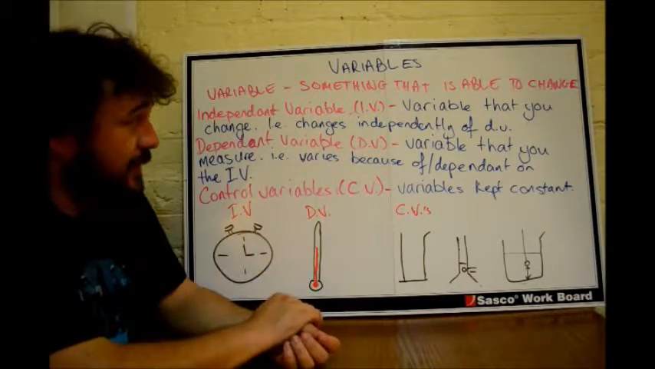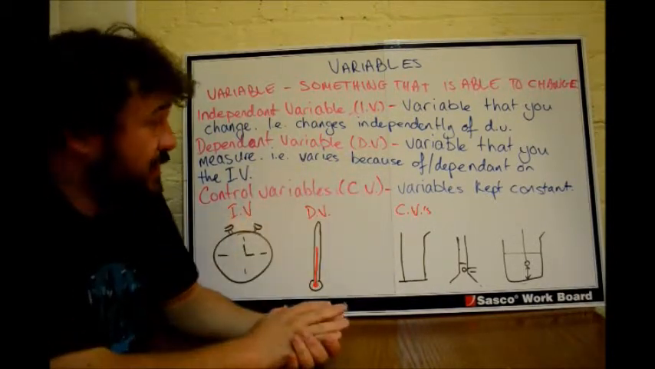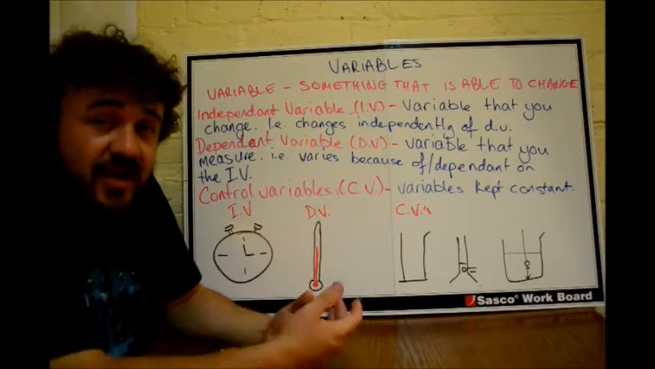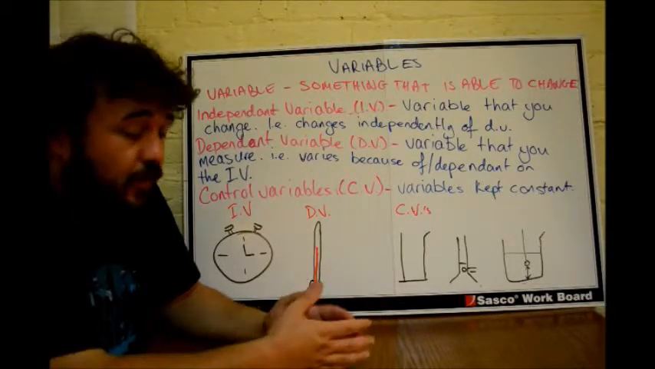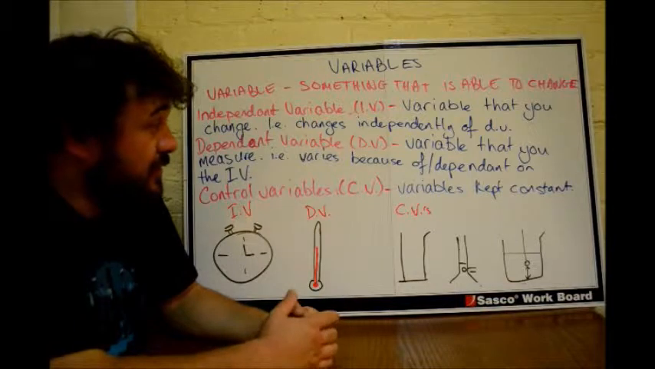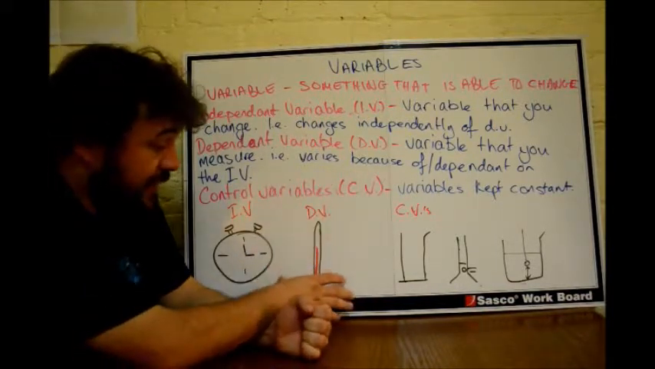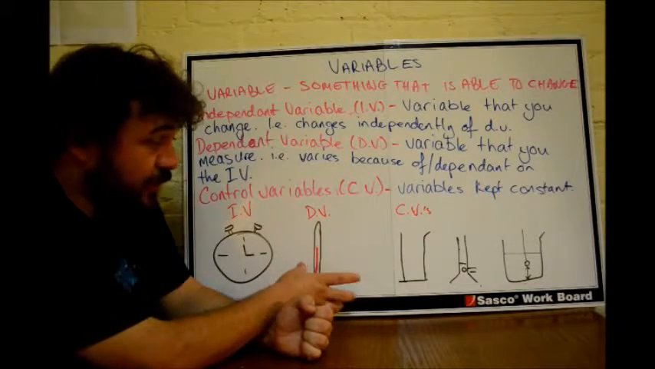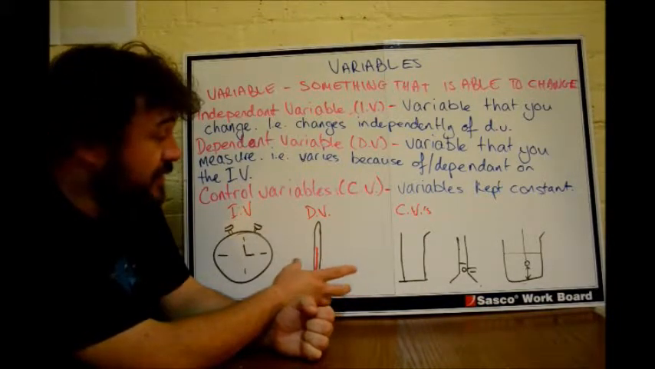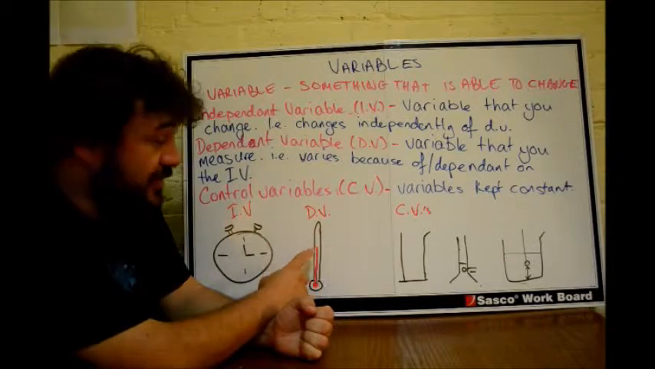Dependent variable, DV, that's the one that you measure, okay? It changes or varies because of what we've done with the independent variable. So that's what we're testing there. That's what we're measuring. Now, in the experiment we did with boiling water over time, the dependent variable, what we measured, was the temperature.